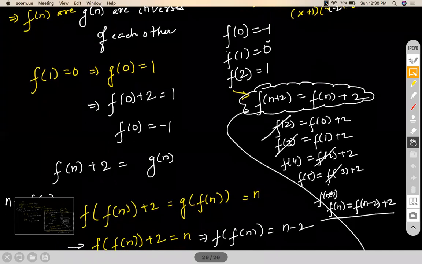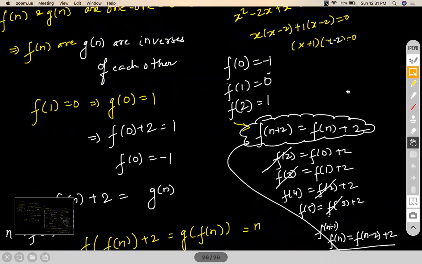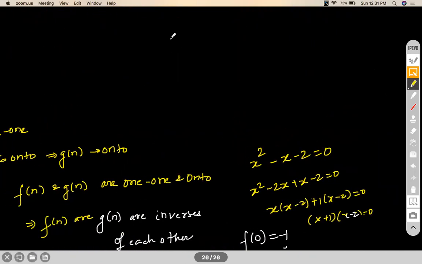Where are you talking about? Yes, so when we added all these equations, we got f of n plus f of n minus 1 is equal to 2n minus 3. Okay. And then when we substitute n as n plus 1, we get f of n plus 1 plus f of n is equal to 2n minus 1. And then we subtract these two, and we get a constant value.